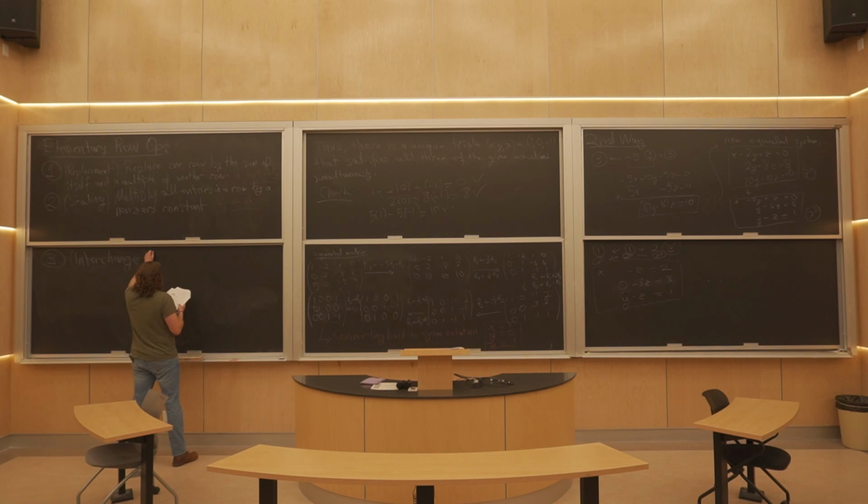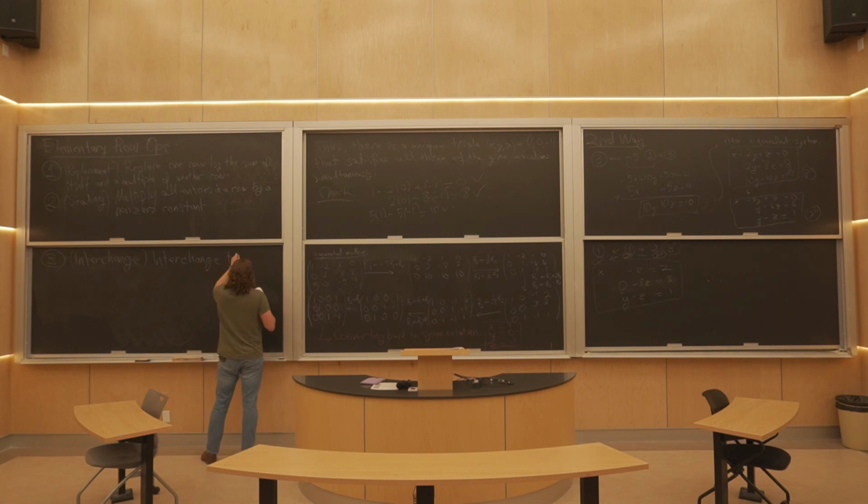Interchange two rows. And briefly, I can just write it like this: Ri, two-sided arrow, Rj. OK?